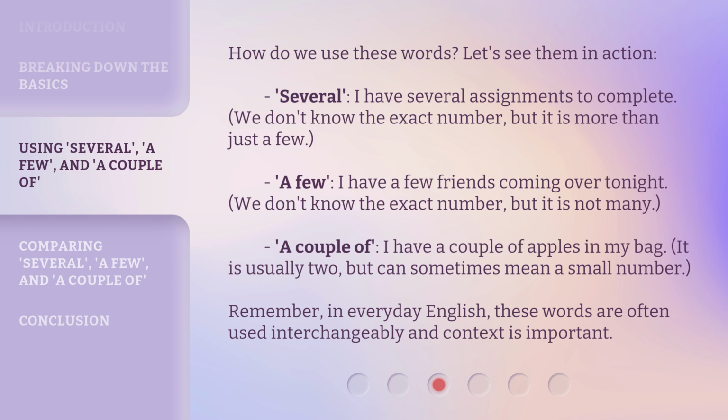A few. I have a few friends coming over tonight. We don't know the exact number, but it is not many. A couple of. I have a couple of apples in my bag. It is usually two, but can sometimes mean a small number. Remember, in everyday English, these words are often used interchangeably and context is important.